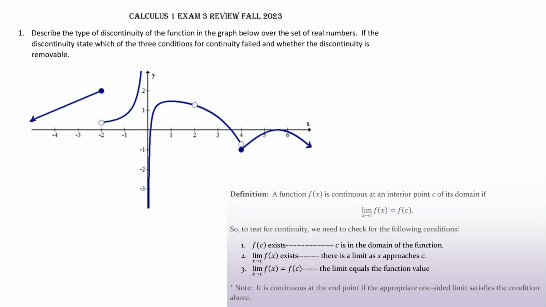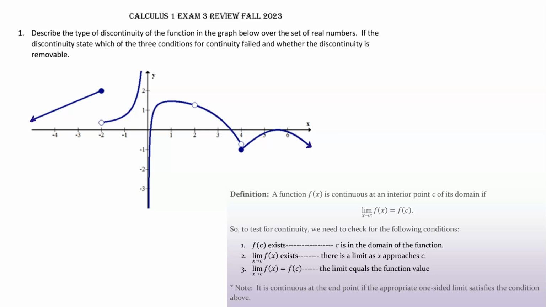Hey class, in this problem, we were to discuss the type of discontinuity of the function here over the set of real numbers. So we have to really recognize where the point of discontinuity is and which of the three conditions for the definition of continuity fail, right?